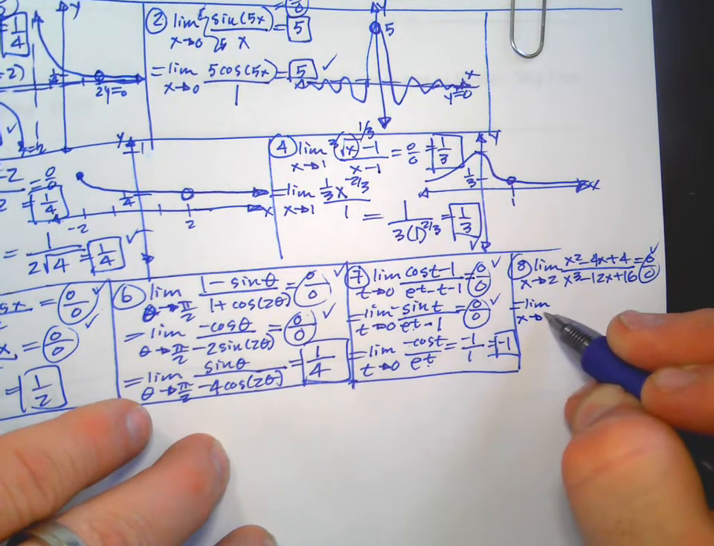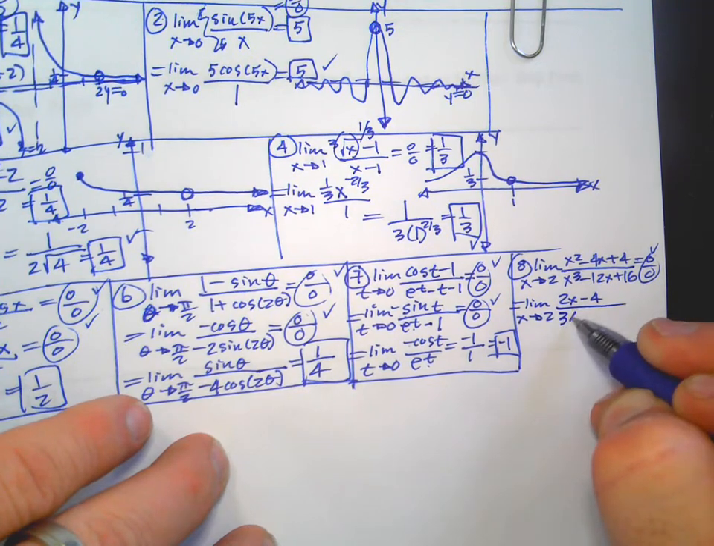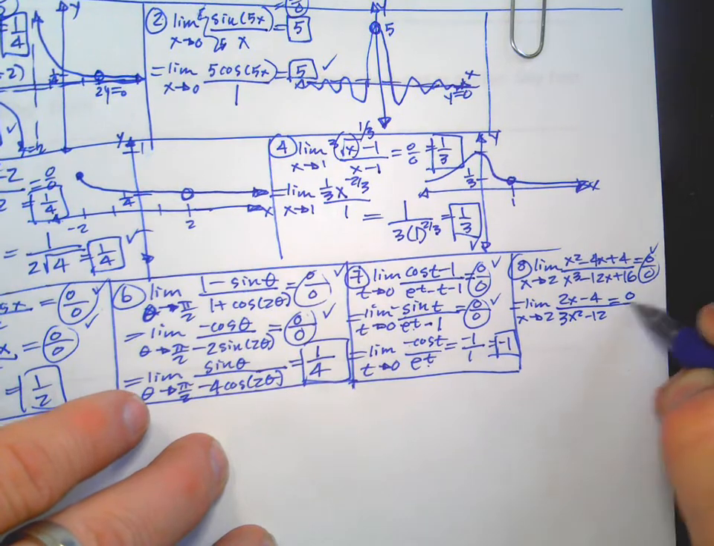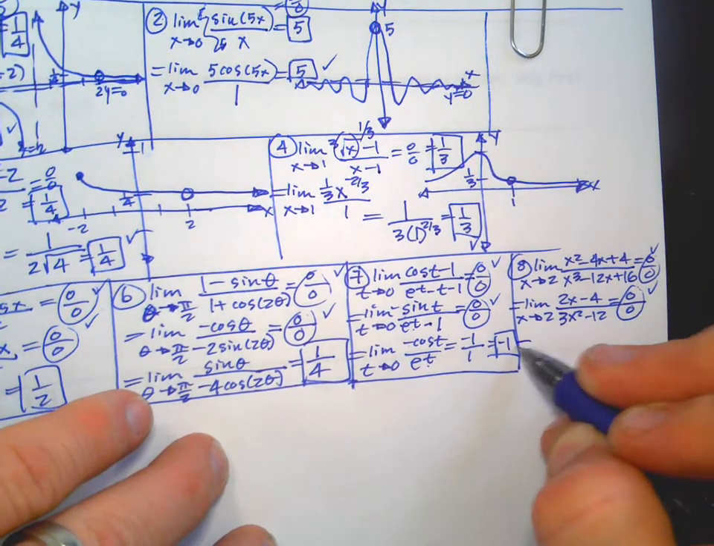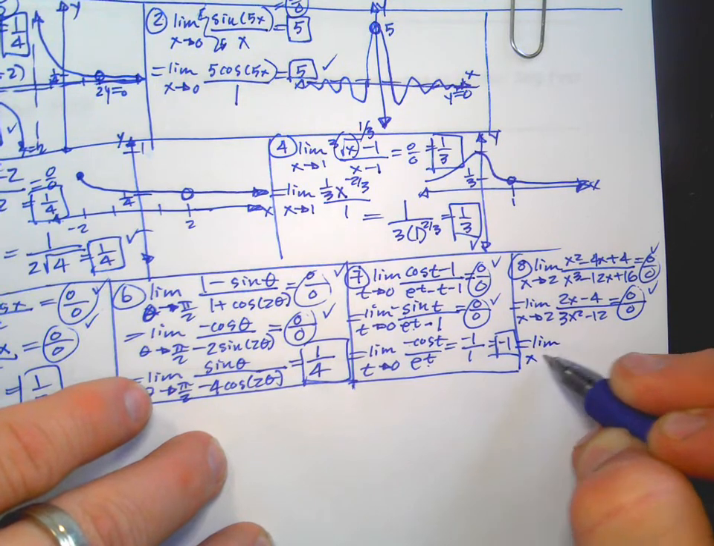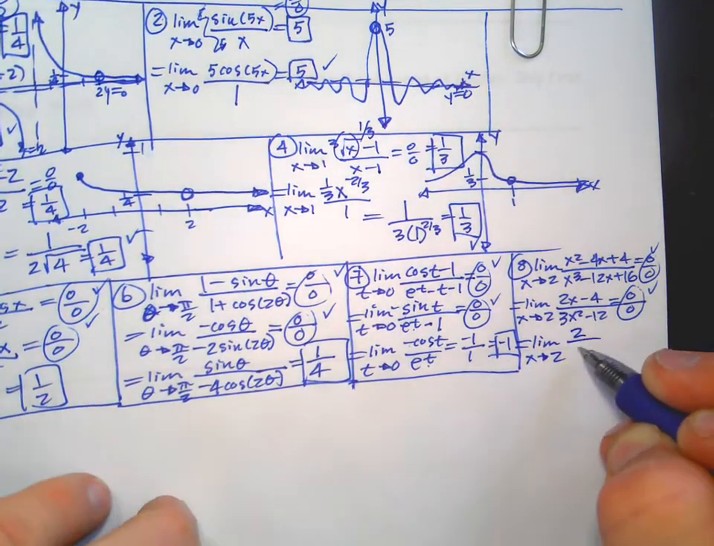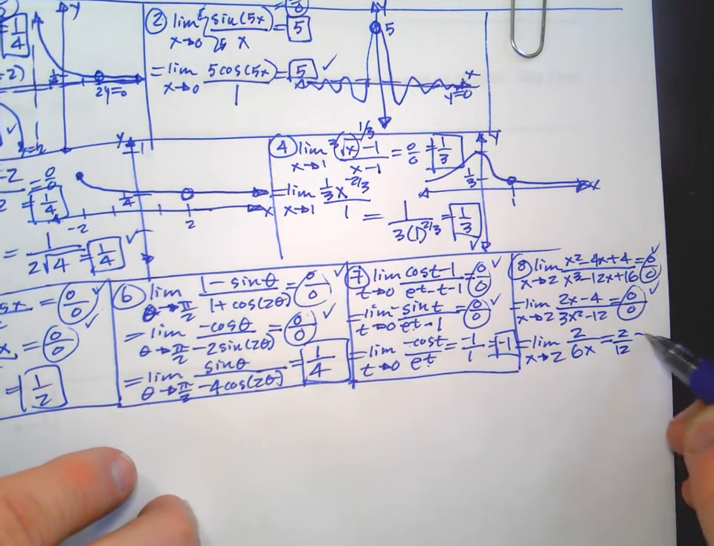Derivative of the top is going to be 2x minus 4. Derivative of the bottom is going to be 3x squared minus 12. If we plug 2 in there, we get 4 minus 4 is 0. 3 times 4 is 12, minus 12 is 0. So we're going to do it again. And so we're going to get 2 over 6x. Now when we plug 2 in, we get 2 over 12, which is 1/6.